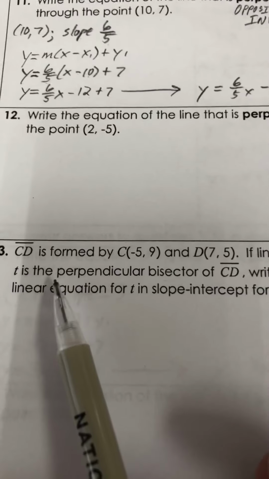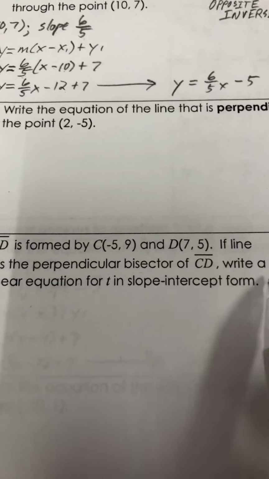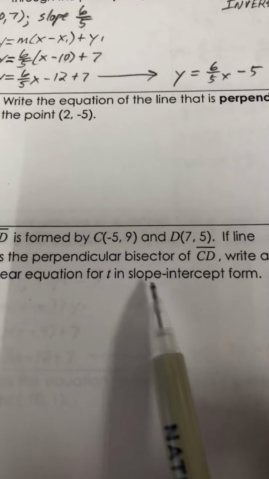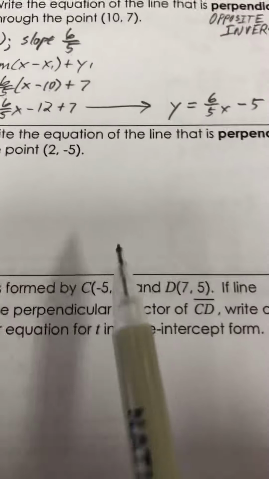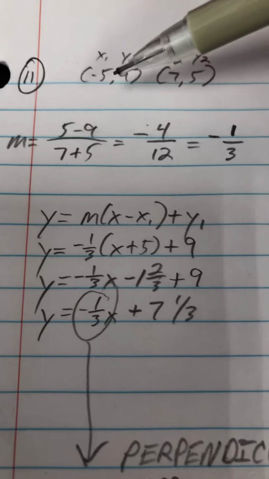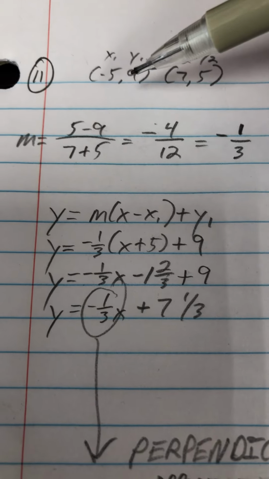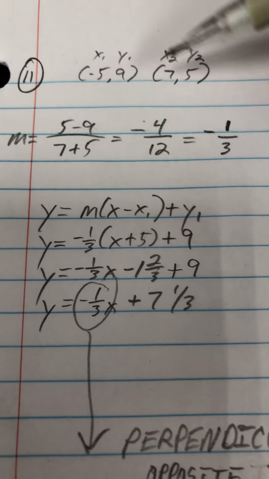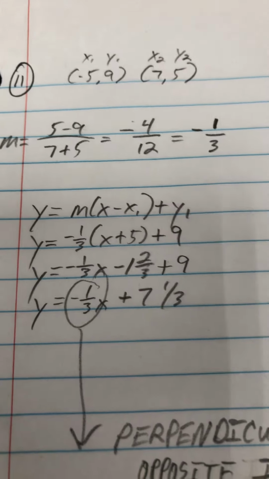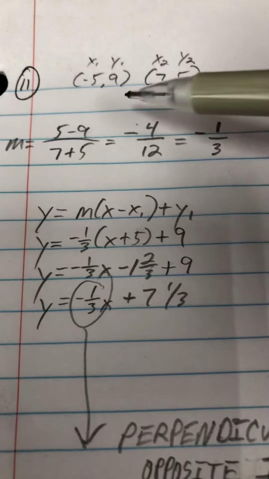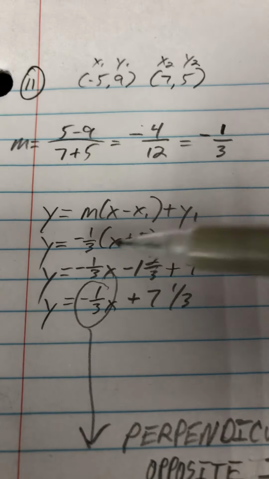And if a line T is the perpendicular bisector of CD, write the linear equation for it. So what I did first was figure out, on a separate sheet of paper, the slope for that line segment CD. It actually ends on these points, but it's still going to have a slope, and it can be written in slope-intercept form.